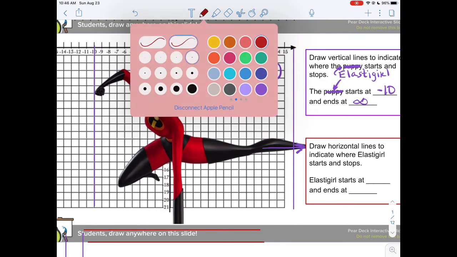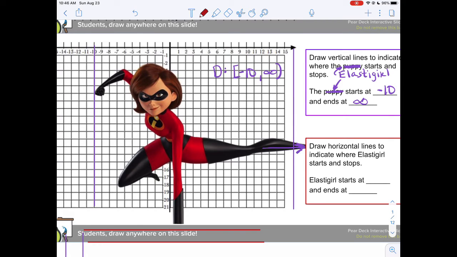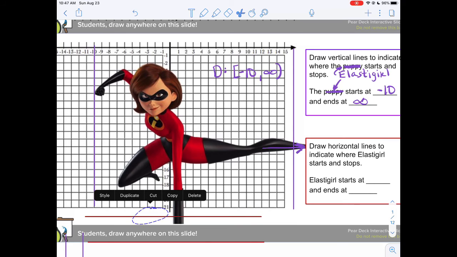Now let's look at her range. So as I move up from negative infinity and I run across Elastigirl for the first time, I notice that she has completely come off the graph again. So again, just like last time, that's going to be considered like an arrow pointing down at negative infinity. So Elastigirl starts at negative infinity.